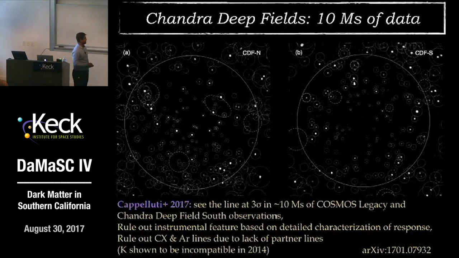So there's been, and this is just this year, a kind of a long history of this, right? And they actually rule out charge exchange and argon lines due to the lack of the partner lines that would be associated with those. Again, you probably wouldn't have a 3.5 keV transition in a half a keV type plasma that's around the Milky Way. But nonetheless, if you just say that it is there, then the partner lines would be bright as well.